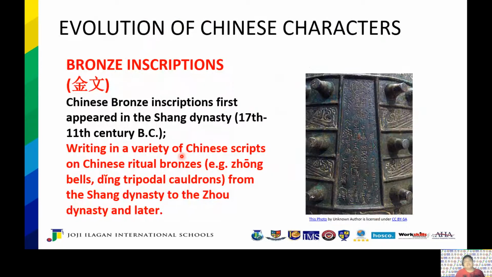Next evolution of Chinese characters are the bronze inscriptions. These appear in the Shang Dynasty around 17th to 11th century BC. And these are written in a way that they are put into Chinese ritual bronzes, for example, zhong bells or ding tripod vessels. These were made from the Shang Dynasty to the Zhou Dynasty and later.